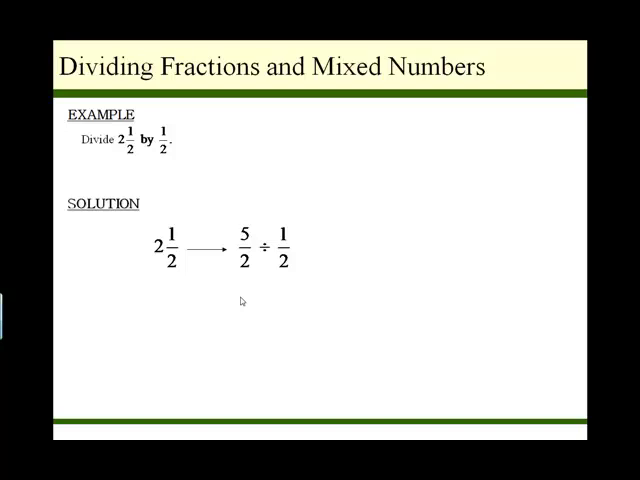5/2 divided by 1/2, we change our problem into a multiplication. We multiply across, and we reduce, we get 5 over 1, which is also equal to 5.